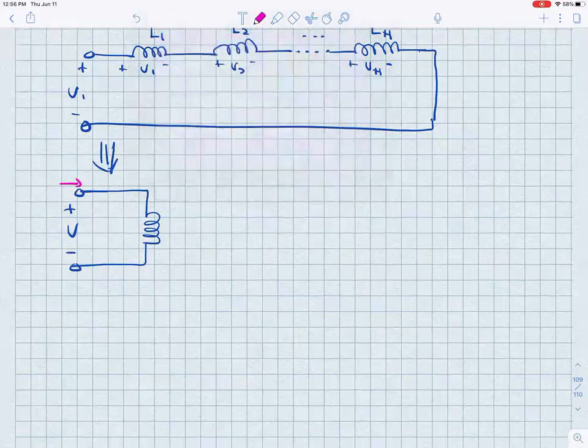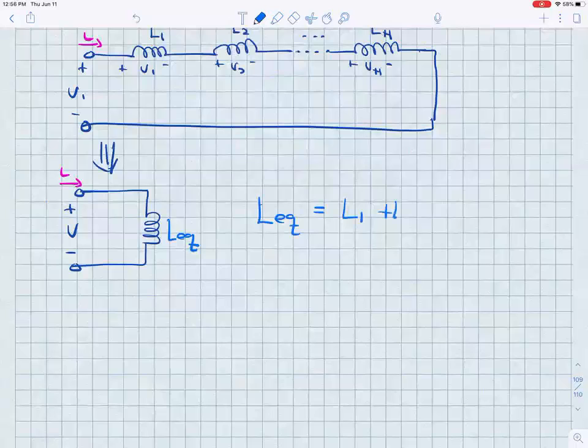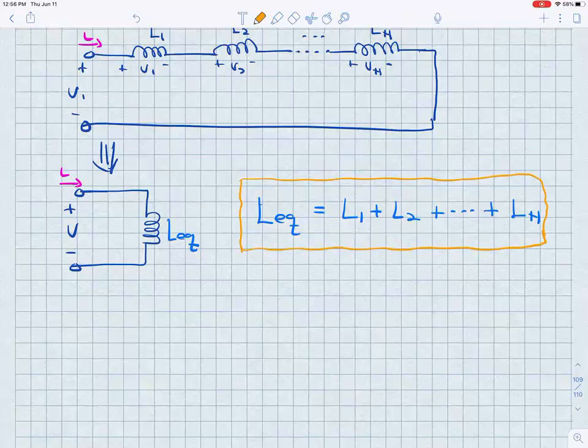So if we say this current is I and this current is I, then this L here is basically the L equivalent. In that case, connected in series, L equivalent is just the sum of all the inductance. So it's just like resistors connected in series. You don't have to do anything special. If you need to find the equivalent inductor, you treat them just like resistors.